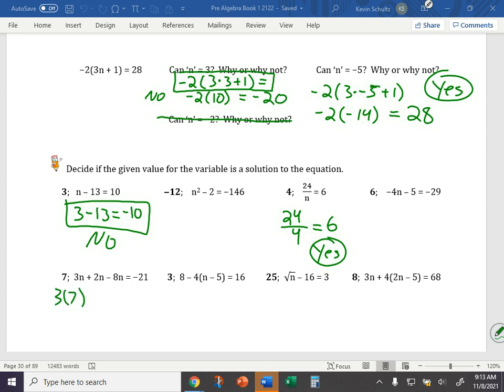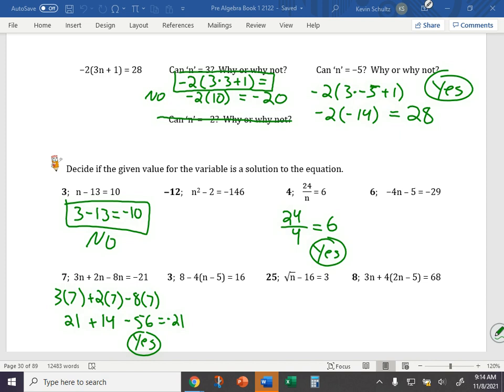So we're testing 3 times 7 plus 2 times 7 minus 8 times 7. I need to see that step. I need to see you multiplying it out. So 3 times 7 is 21. 2 times 7 is 14. 8 times 7, 56. Does 21 plus 14 minus 56 equal -21? What does 21 plus 14 minus 56 equal? Wyatt? It does equal -21. Okay? So yes, that would be the value for the variable.